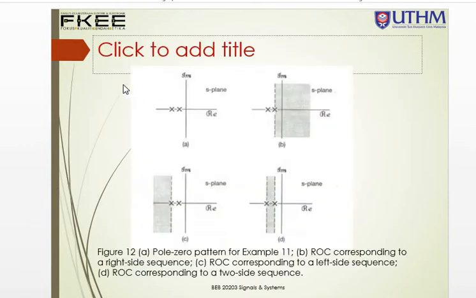So this is the one. Let's say this is the S-plane, and you have two pole values here. If you have two pole values and a right-sided sequence, you choose the ROC to the right of the rightmost pole. If you have a left-sided signal, that means you choose the ROC to the left of the leftmost pole.